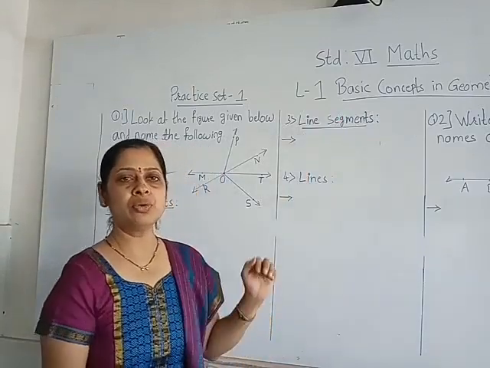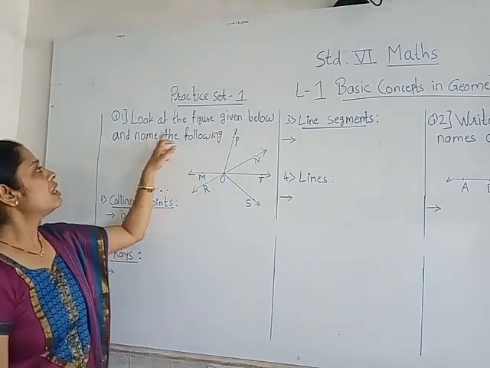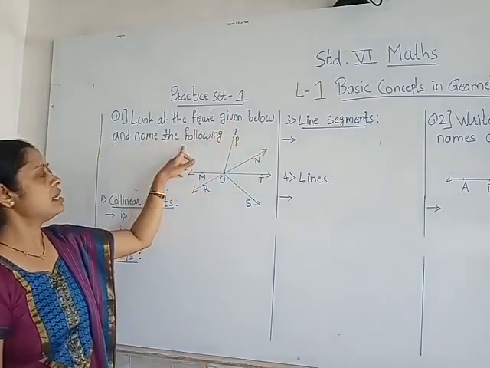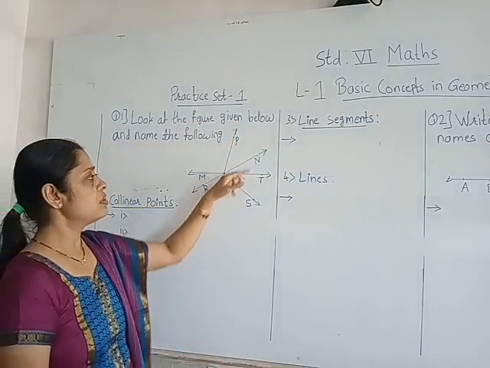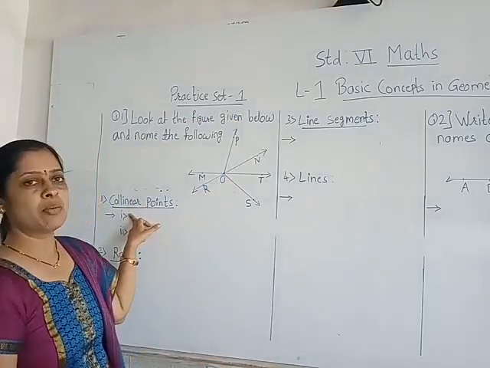Now today we are going to learn practice set 1. First question, look at the figure given below and name the following. Observe this figure and find out collinear points.